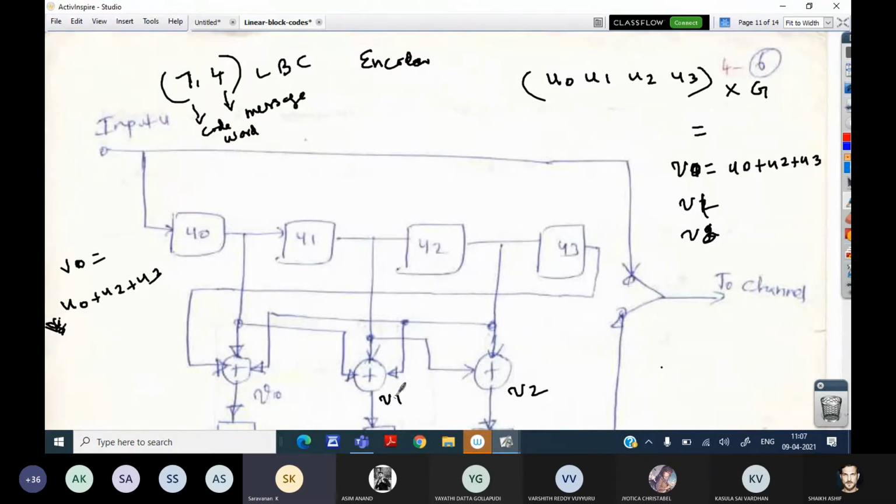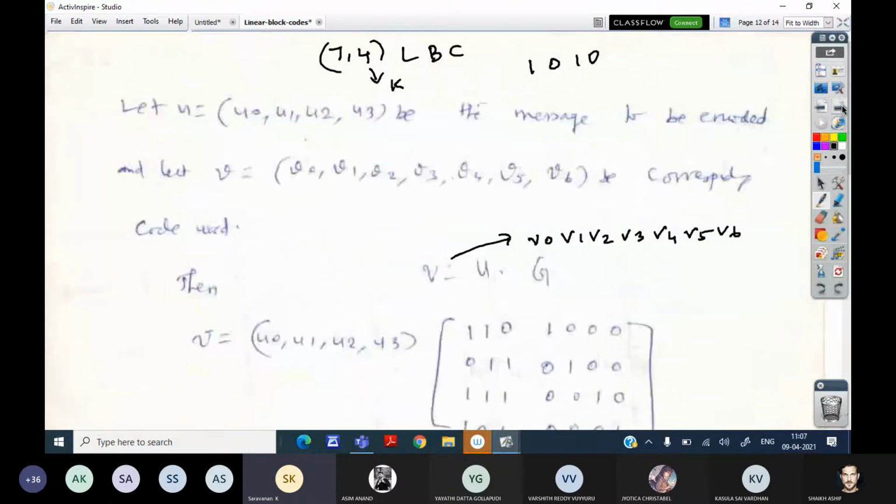Similarly, we know V1 in terms of the message bits. Based on that, I have to decide whether the connection should be given from a flip-flop to this adder or not. So using these 3 equations, we connect the adders.